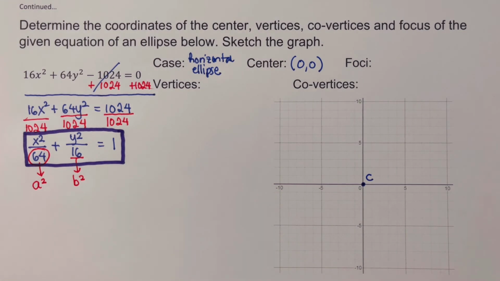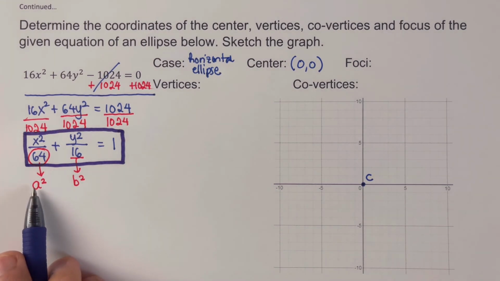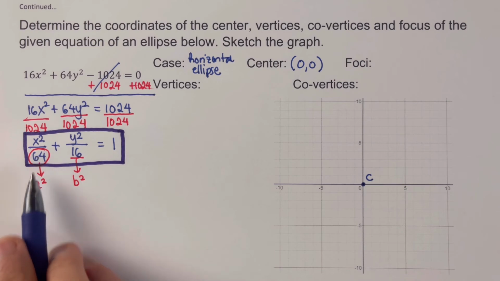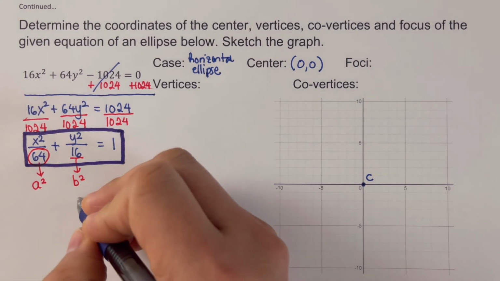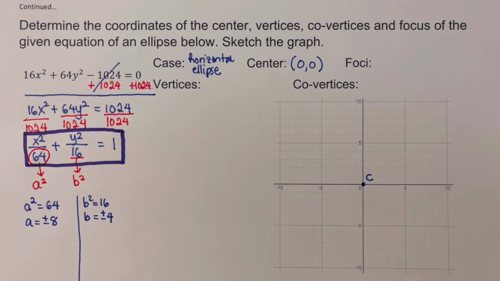Now we are going to determine the value of a. So again, a squared is equal to 64 and b squared is equal to 16. So I'm going to show the work down here. Now we remember that this a is the distance from the center to the vertex, and this b is the distance from the center to the co-vertex. I'm going to label that down here.